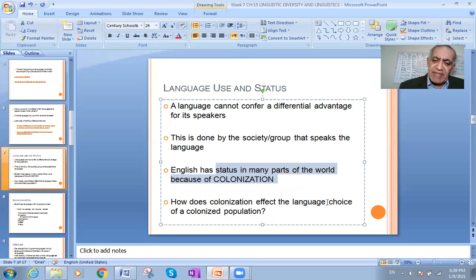How does colonization affect the language choice of a colonized population?